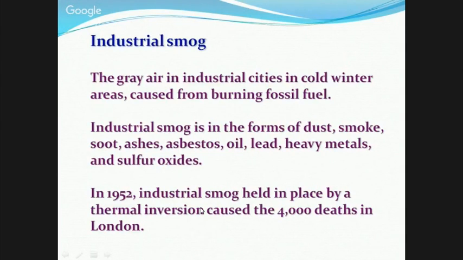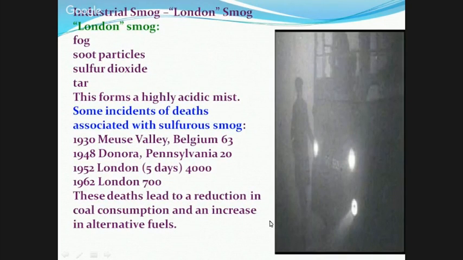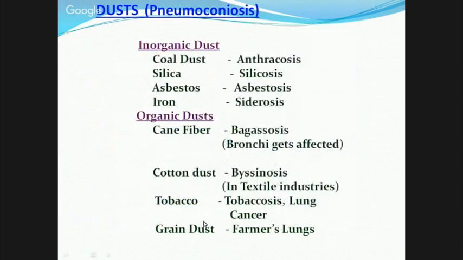London smog is one of the famous events, which caused about 4,000 deaths in the year 1952. It was a result of smoke and soot, a combination of soot particles, sulfur dioxide and tar, and it was highly acidic in nature and caused a lot of deaths in Europe, particularly in 1930, in Belgium 1948, then 1952 and 1962. A lot of people got killed because of this smog only. This is a very dangerous thing.